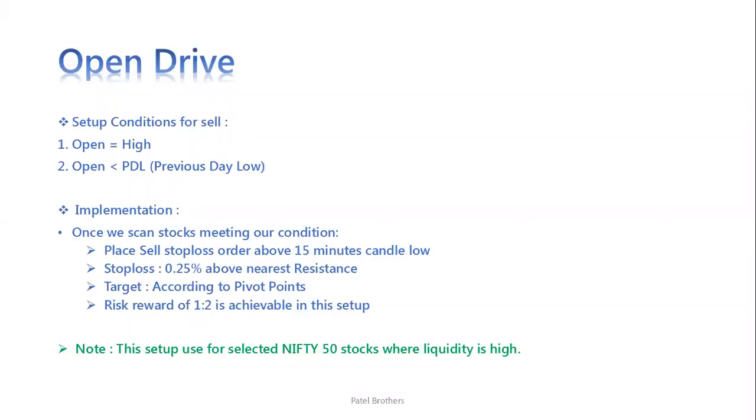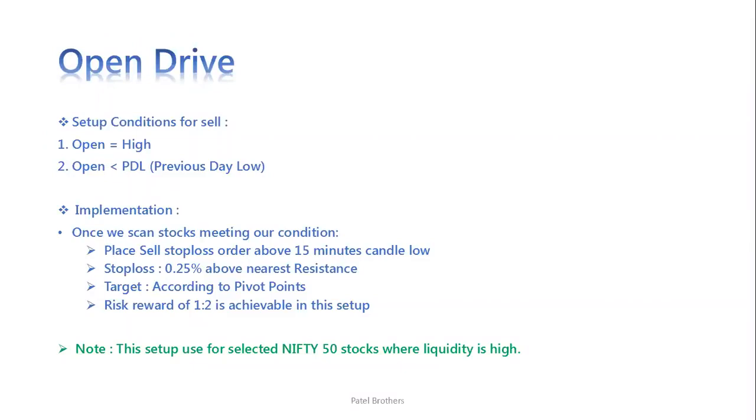You will get 5 to 7 trades per month, but out of those 7 trades, there would be 5 trades which hit your 1:2 or 1:1.5 risk reward. So that is amazing.